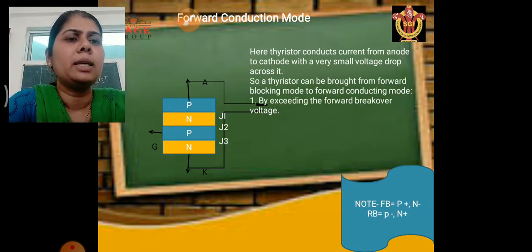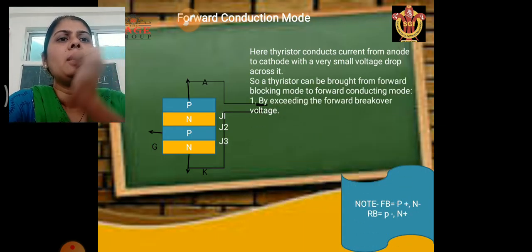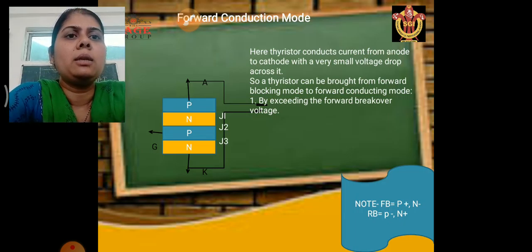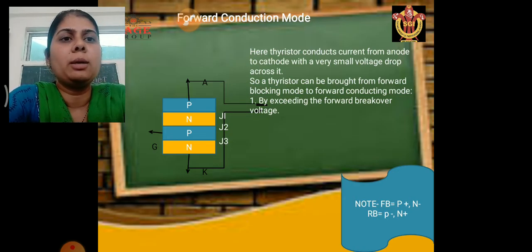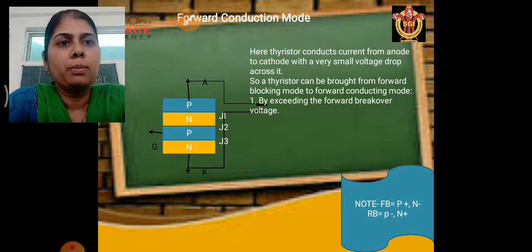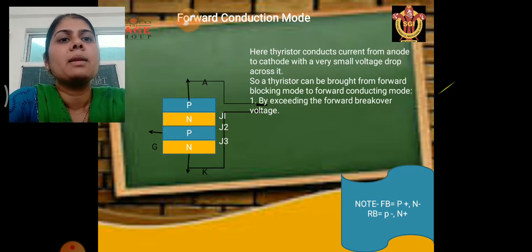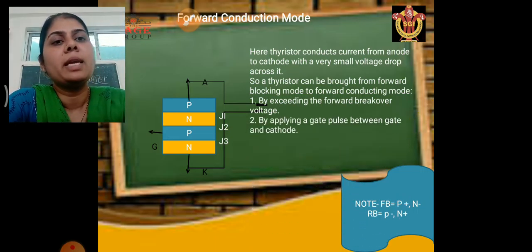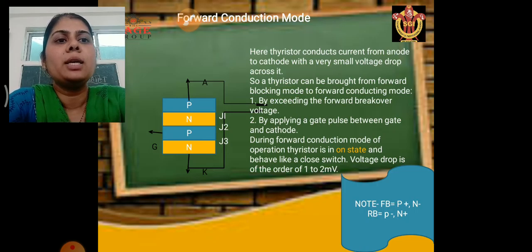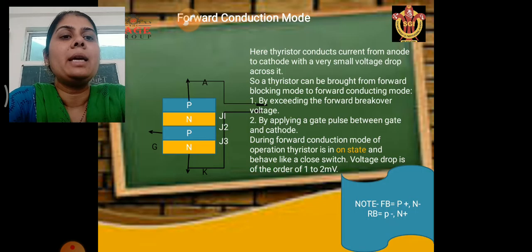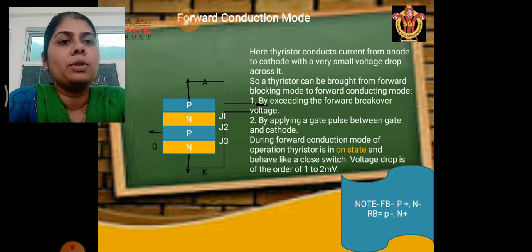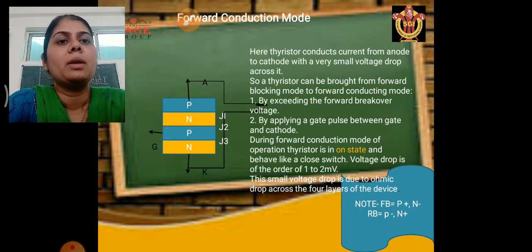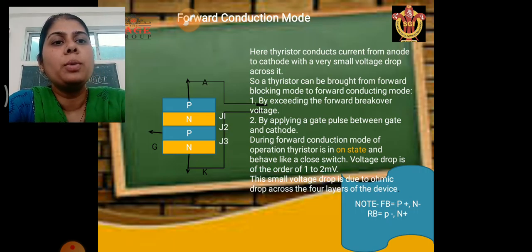Here the thyristor conducts current from anode to cathode with a very small voltage drop across it. So a thyristor can be brought from forward blocking mode to forward conducting mode by exceeding the forward breakover voltage, or with the help of a gate pulse between gate and cathode. During forward conduction mode, the thyristor is in the on state and behaves like a closed switch, with a voltage drop of the order of 1 to 2 volts. This small voltage drop is due to the ohmic drop across the layers of the device.